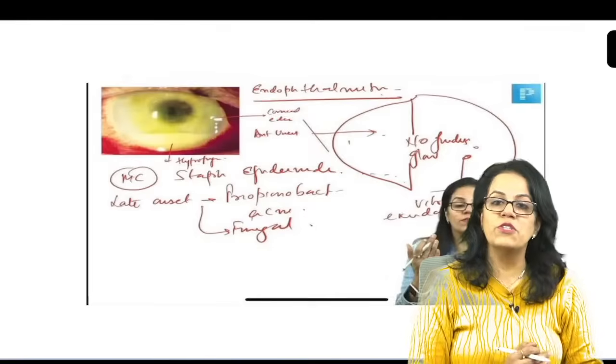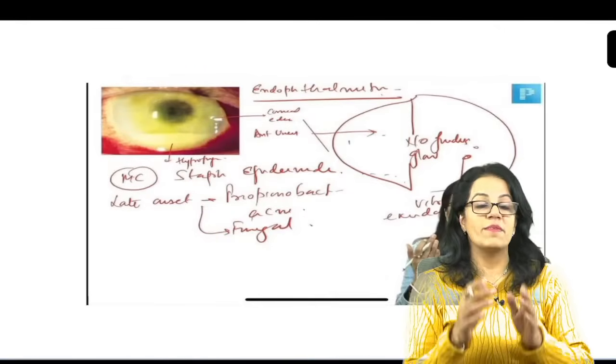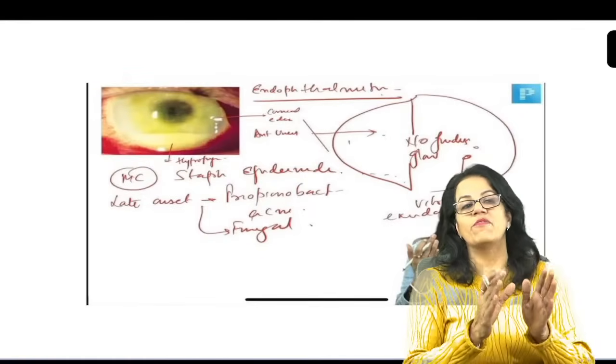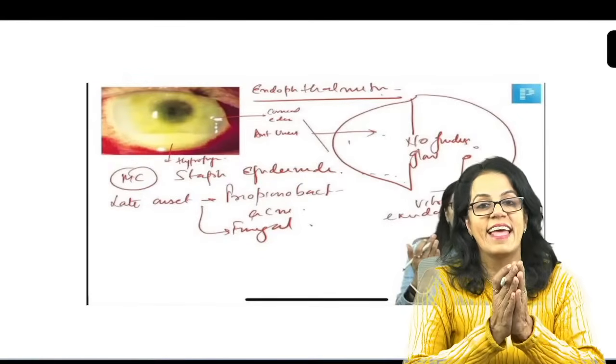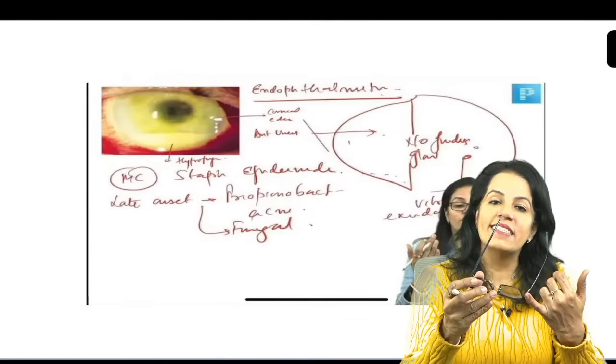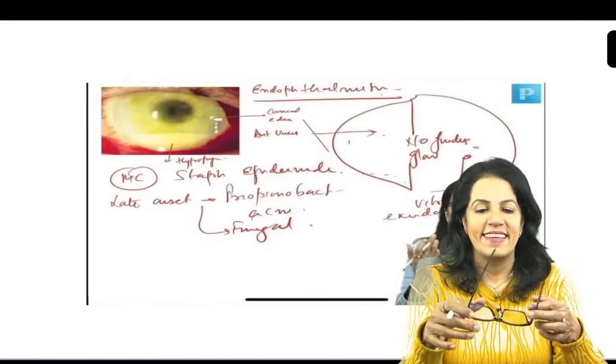Okay, Visheshan, the question was the most important step for prevention of endophthalmitis. Let me first tell you, this is a previous year question. A few years back they had asked you this. Tell me what is the most important. Is it pre-op antibiotics? Is it post-op antibiotics? Is it per-op antibiotics? Think for yourself.